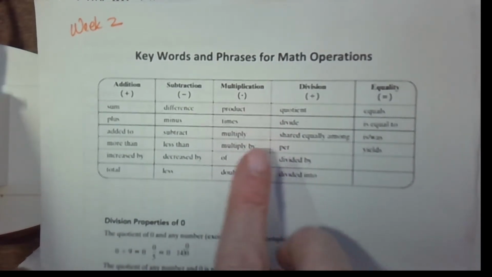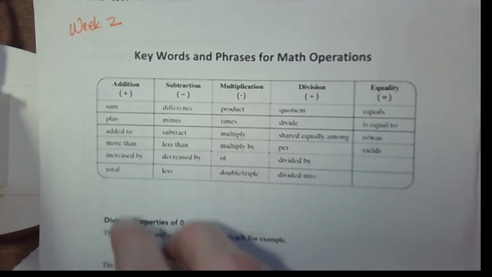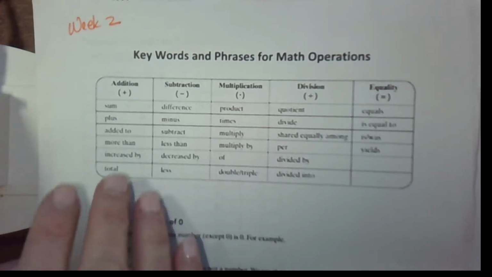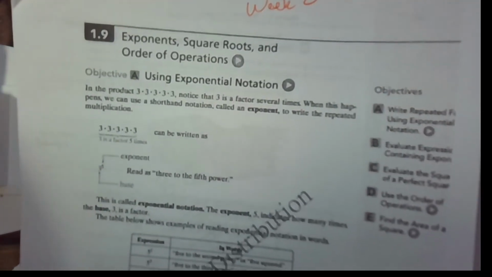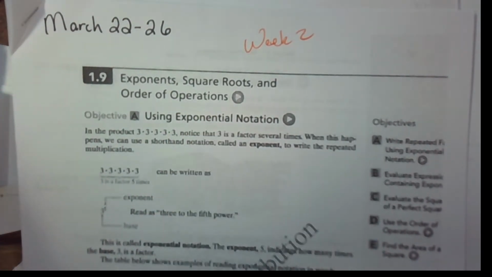And then on here you will also see division properties of 0 and order of operations. Both of those things we're going to talk a little bit more about, so you may want to make some notes on this page or just have some blank paper to make some notes on as well. What you're going to want to have out at this point is your packet that says week 2, and it's going to be 1.9 is the section at the top. So this is what we're going to be working on.